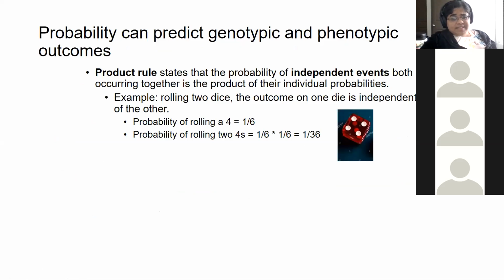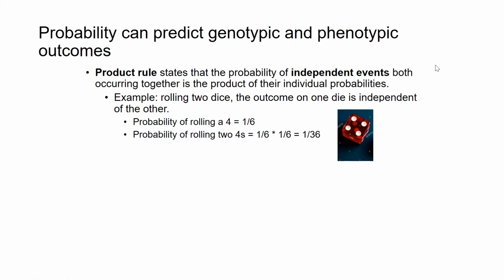I don't think you guys got to this in lecture, but there are two types of probability rules that you can use to predict genotypic and phenotypic outcomes. The product rule states that the probability of independent events both occurring together is the product of their individual probabilities.